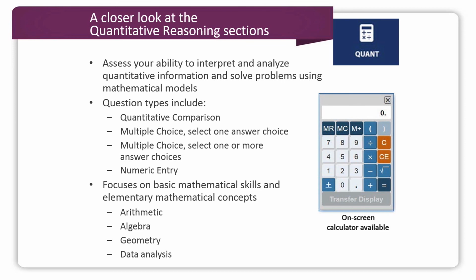The Quantitative Reasoning sections assess your ability to interpret and analyze quantitative information and solve problems using mathematical models. In the Quantitative Reasoning sections, there are 4 question types: quantitative comparison, where you compare data; multiple choice questions, wherein you will select 1 answer choice; and multiple choice questions, wherein you will select 1 or more answer choices. There are also numeric entry questions, wherein you have to solve for the correct answer and enter it in the appropriate field or fields.